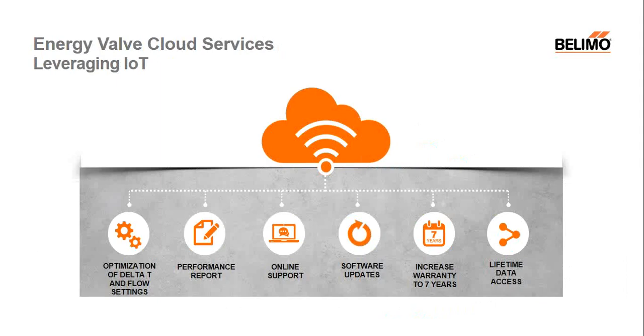The first one is optimization of delta T and flow settings. As we talked about earlier, we understand that coils over time may degrade and their performance may not be achievable to design, but you may not know what the best delta T set point is to operate that coil on. Connecting that valve to the Belimo cloud will allow you to propagate that data to the cloud, and the cloud can actually determine the best delta T and flow set points for that valve, even push them directly to the valve if desired.